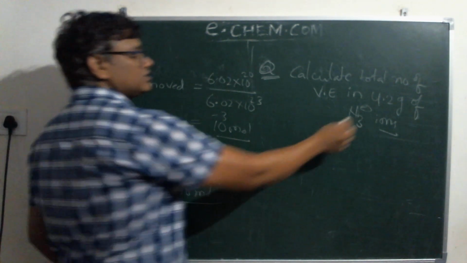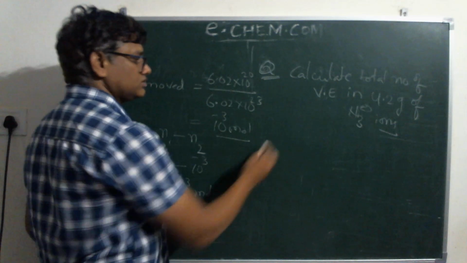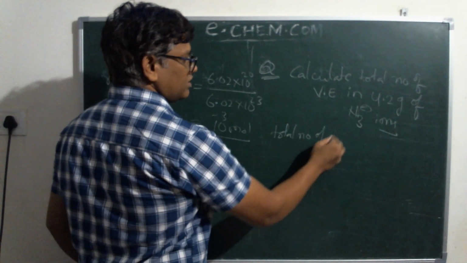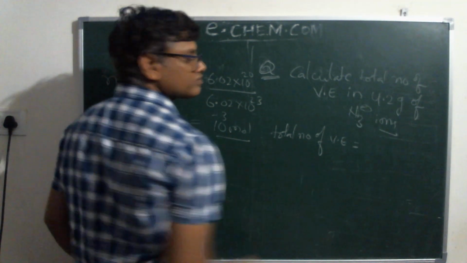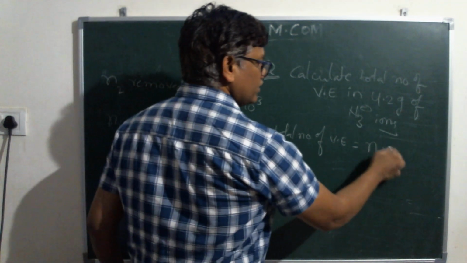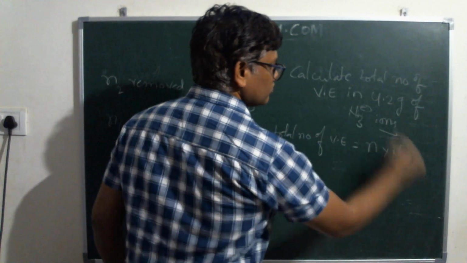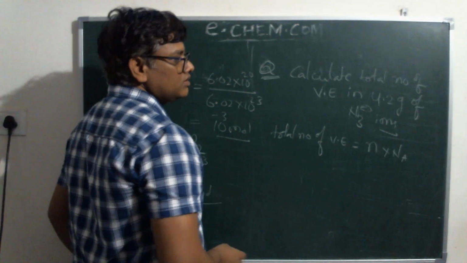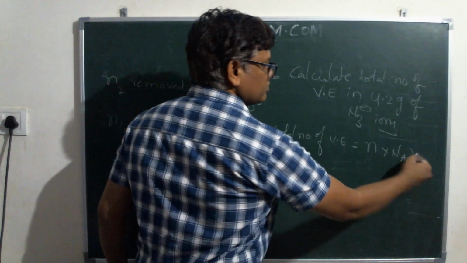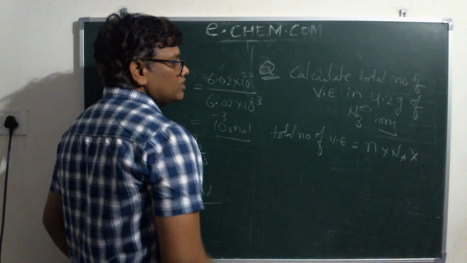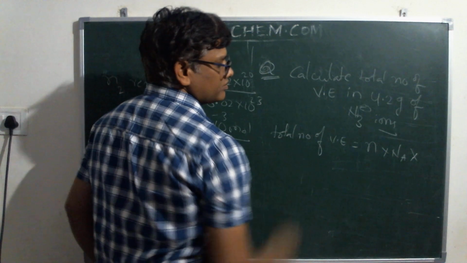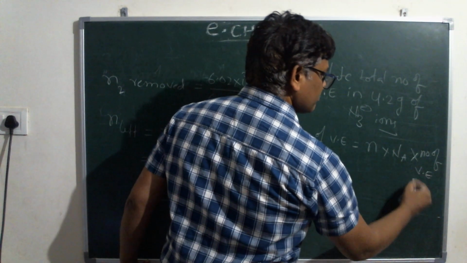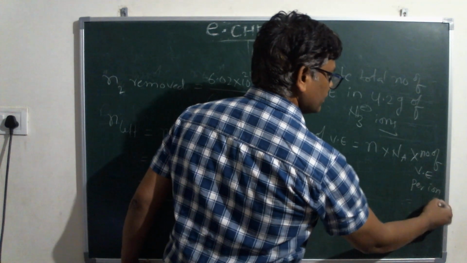To calculate the total number of valence electrons, it is equal to the number of moles into Avogadro number. This is common. Why? Because this part gives the total number of molecules, right? Into the number of valence electrons per ion. The number of valence electrons per ion I need to calculate.